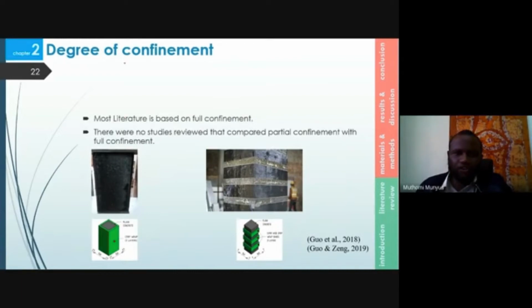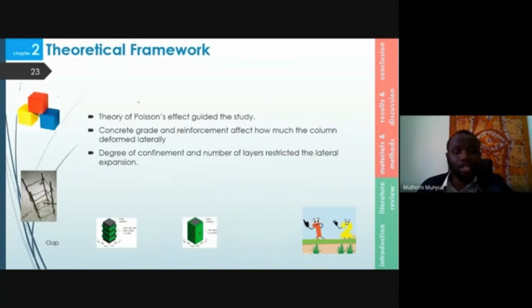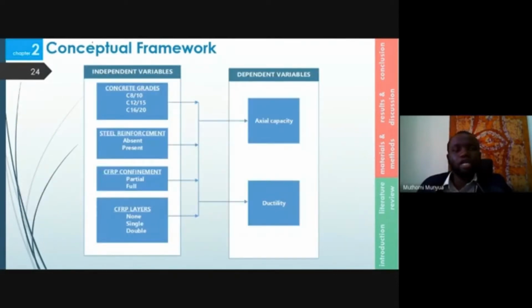In terms of degree of confinement, most literature is based on full confinement. Guo et al. and Guo and Zheng recommended that partial confinement be compared with full confinement. The theory of Poisson's effect guided the study, where the concrete grade and reinforcement affect how much the column deforms laterally. Those are the intrinsic values, and the degree of confinement and the number of layers restrict that lateral expansion, extrinsic values.